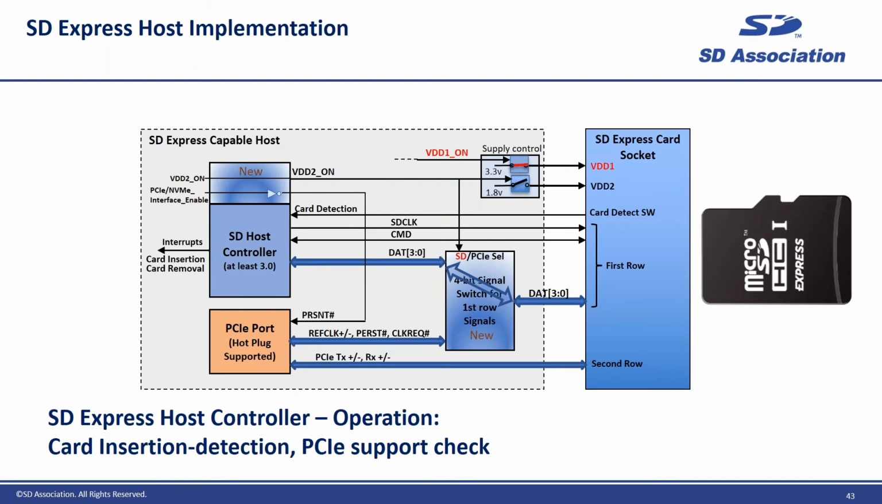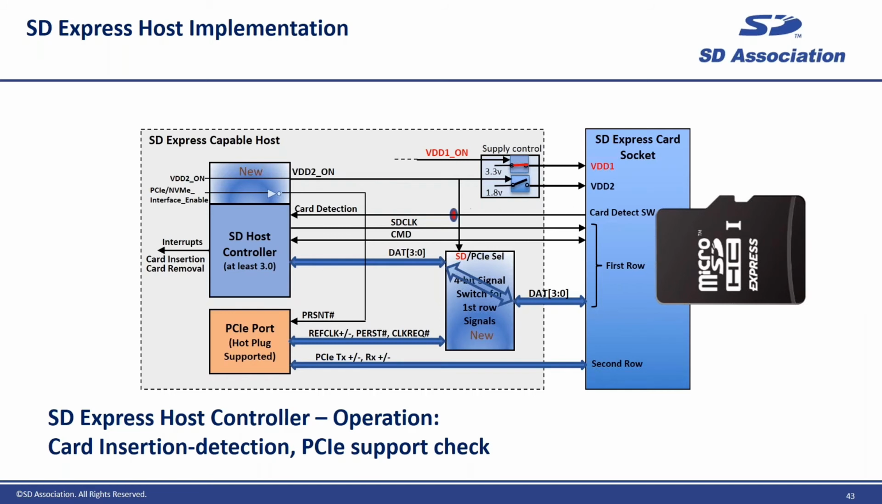The card is inserted. The SD host controller detects the card insertion and the SD drivers are interrupted. The SD drivers then check whether the card supports the PCIe interface, by communicating with the card through the SD interface.